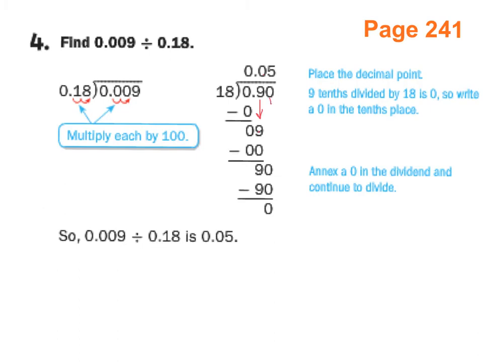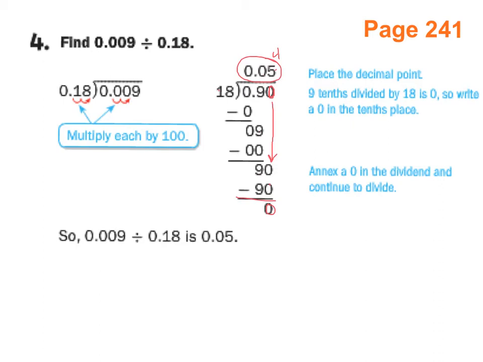And now we need to annex or add this 0 at the end because we should be able to go in there at least some amount. So we need to add zeros when we don't have digits to work with. So we bring down the 0, and 18 can go into 90 5 times. 5 times 8 is 40. Carry the 4. 5 times 1 is 5, plus 4 is 9. So we subtract and get 0. So our quotient then is 5 hundredths.